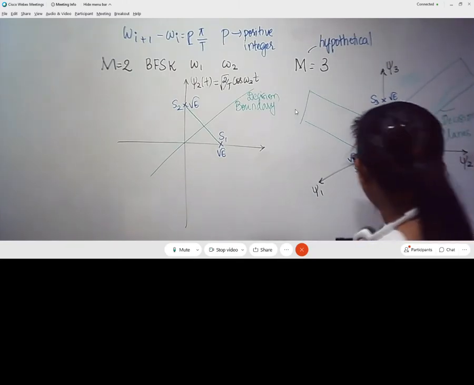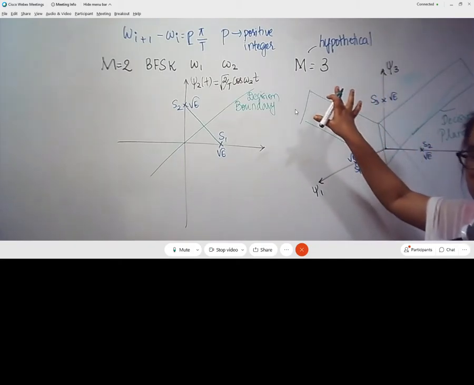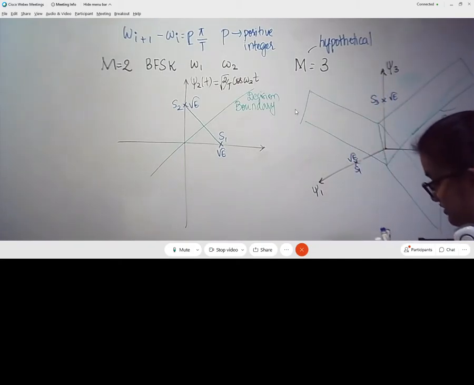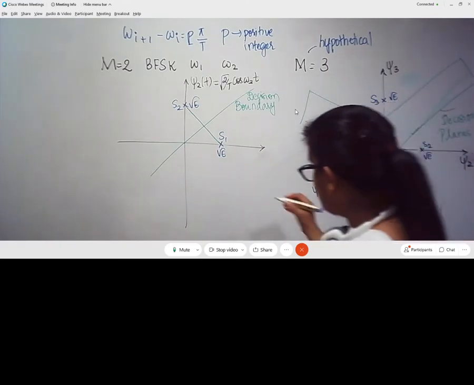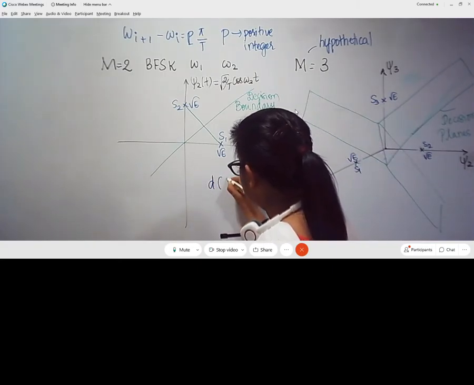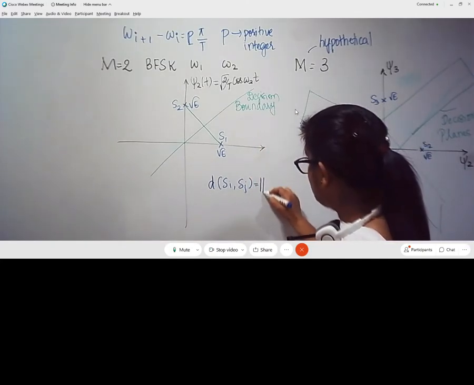Now, if you look at the difference between any two symbols in FSK, the distance between symbol S1 and S2, S2 and S3, or any two symbols taken at a time, the distance between Si and its next symbol Sj can be obtained by taking the norm.